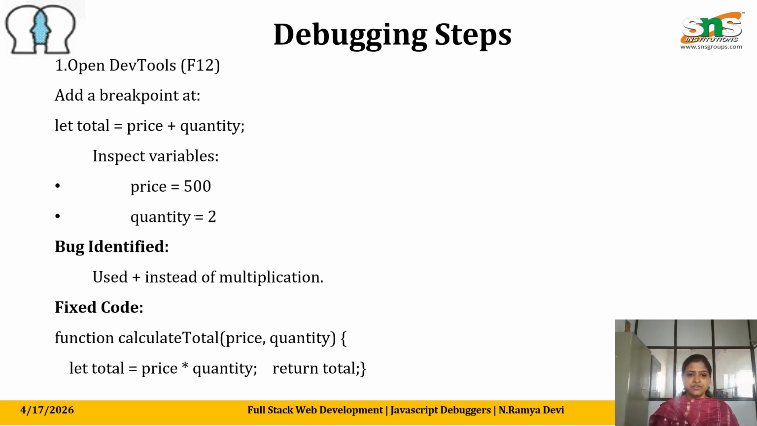So this is the fixed code. We again write the function called calculateTotal, and we have two variables, price and quantity, and we are multiplying price by quantity and returning the total. Here the program is paused, the DevTools console is open, the variables are inspected, and then we finally got the correct code.